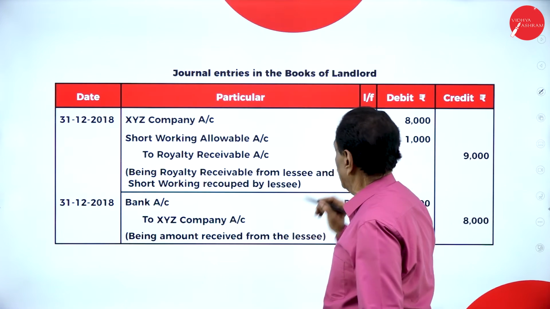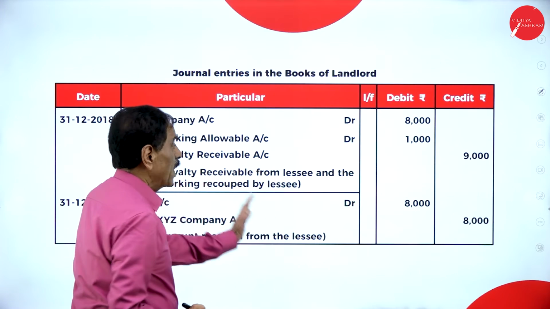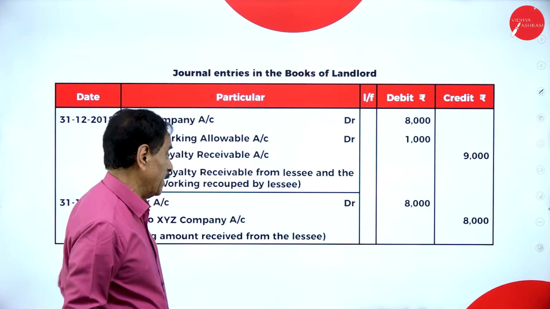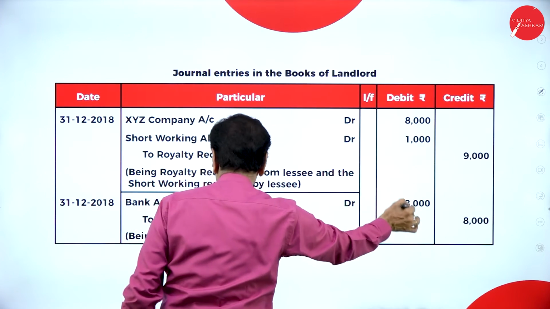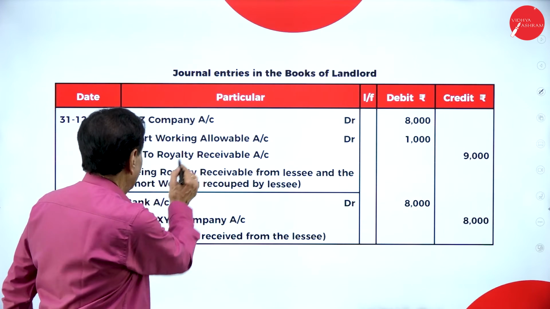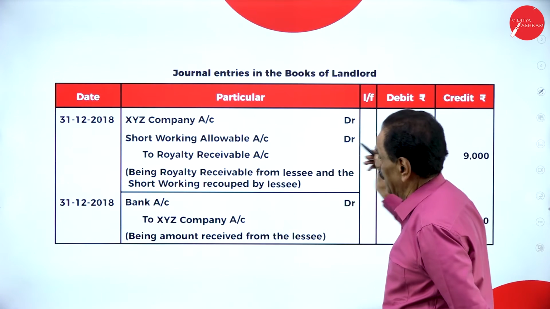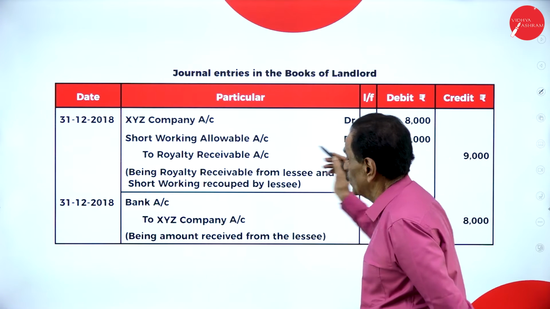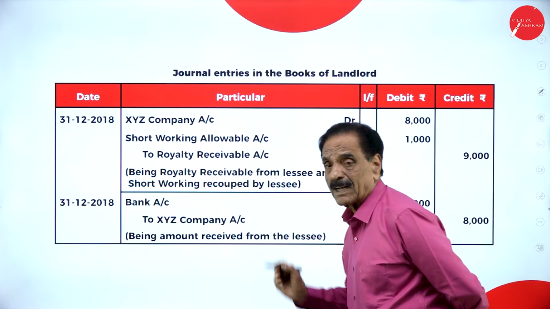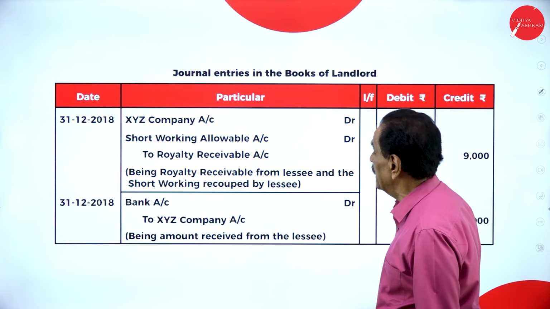XYZ company account debit 8,000. Short working allowable account debit 1,000. To royalty receivable 9,000. How much did you receive? 8,000 is there, no? Bank account debit to XYZ company. What's the entry here? XYZ company account debit, short working allowable account debit to royalty receivable.